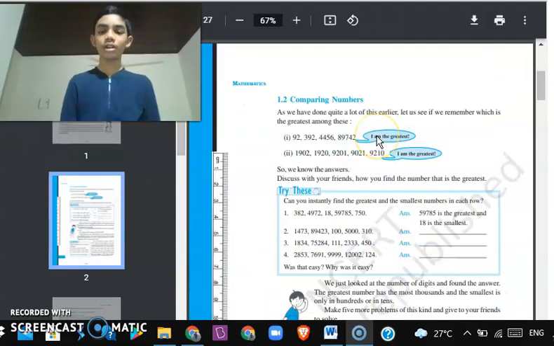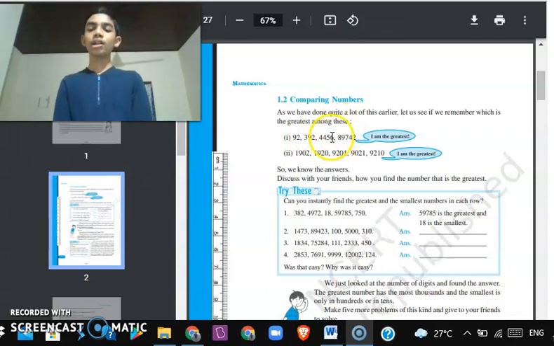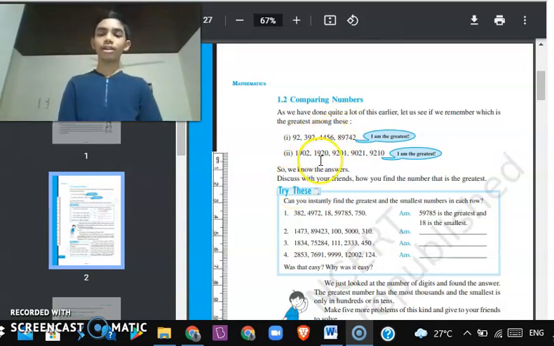So let's go to the next topic, comparing numbers. When we compare numbers, we always compare two numbers to know who is the smallest and who is the greatest. Here 92 is the smallest of all, and 89,742 is the greatest among these numbers.